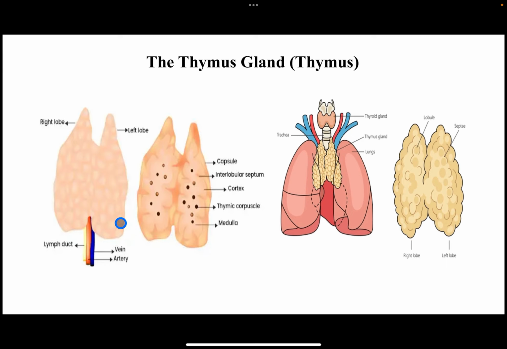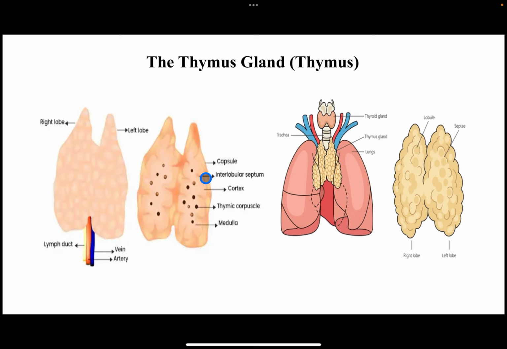Apart from the two lobes, anatomically, we also have small lobules inside the thymus gland. You can see them clearly in this diagram. Now, the membrane around the entire thymus gland, we call the thymic capsule, or the capsule.